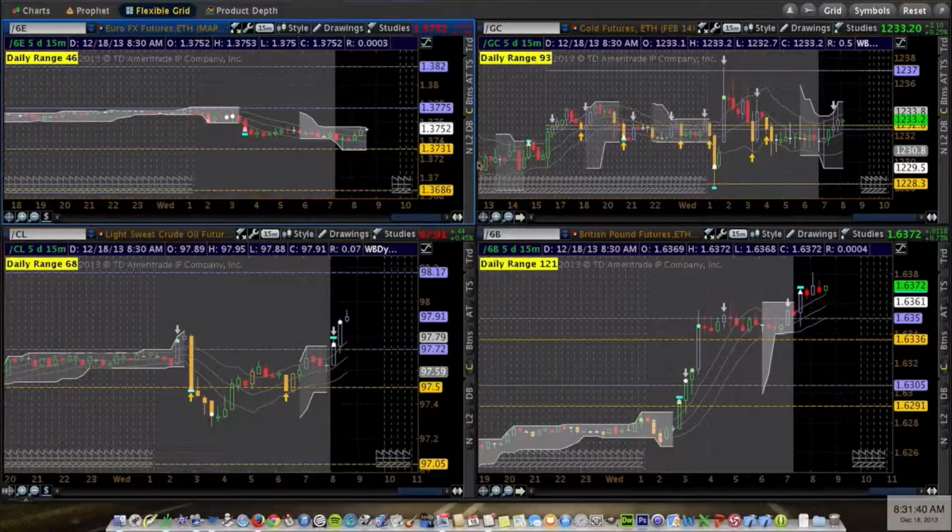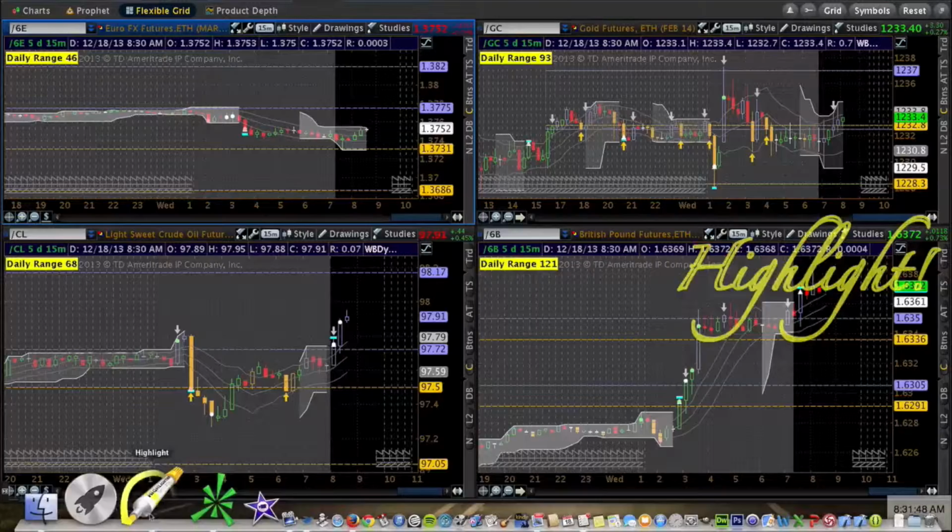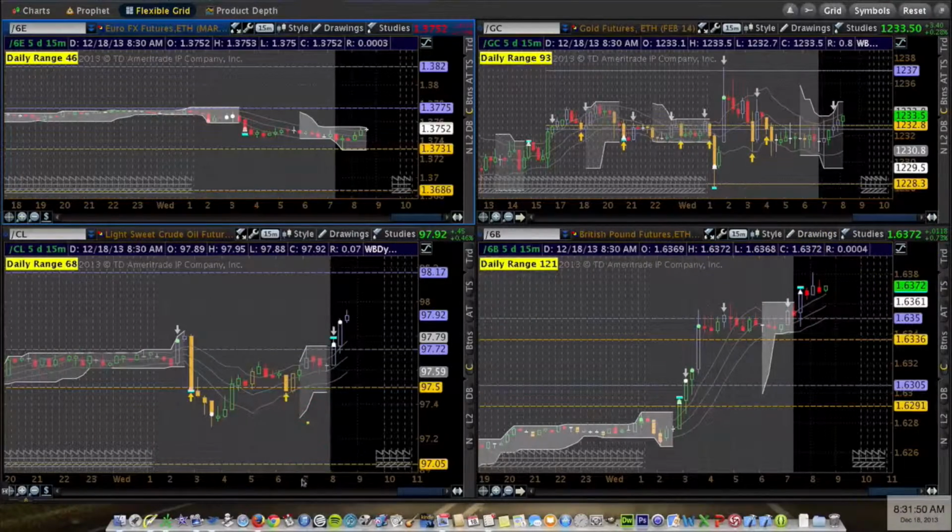Anyway, here's what I typically do when I'm trying to find a trade, and I hope it helps you learn how to do it as well. So right now we've got the euro up here in the upper left hand corner. We've got oil down here in the lower left corner. We've got gold, and we've got the pound on the right.